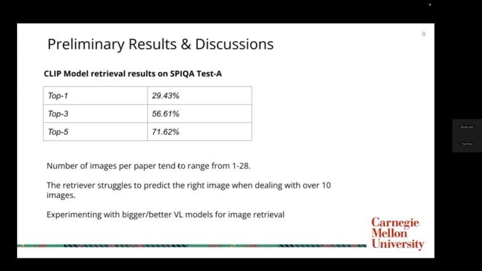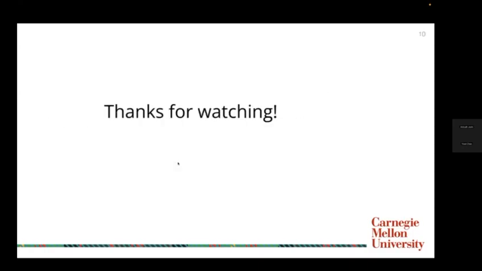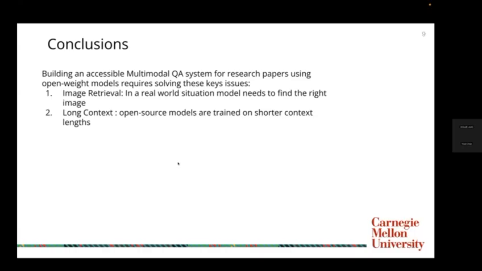Moving to the conclusions, building an accessible multimodal QA system for answering questions on research papers would require us to solve these key issues: image retrieval, since in a real world situation the model doesn't know what the right image is for a user query, and also the problem of long context, which we are trying to solve using sparse attention, as open source models are trained on shorter context lengths and struggle when we increase the context.